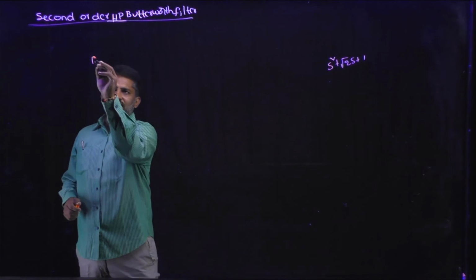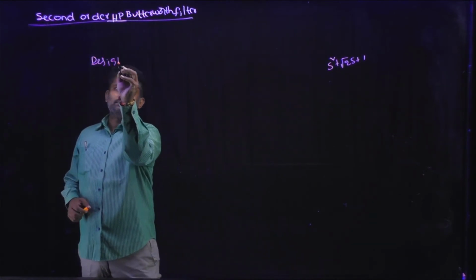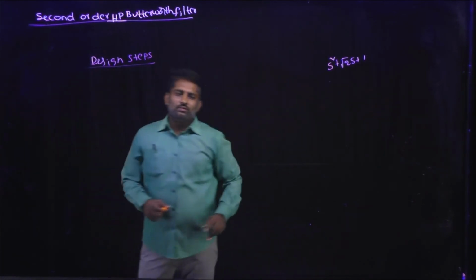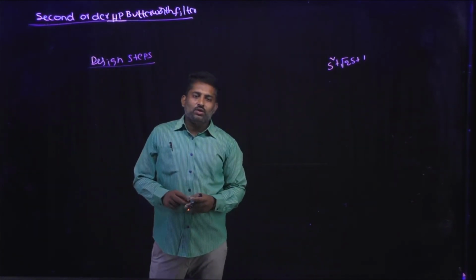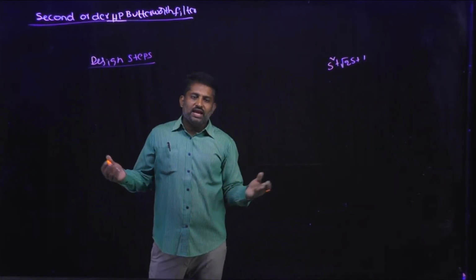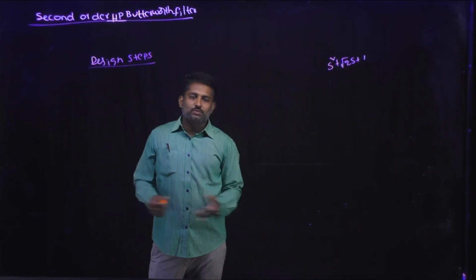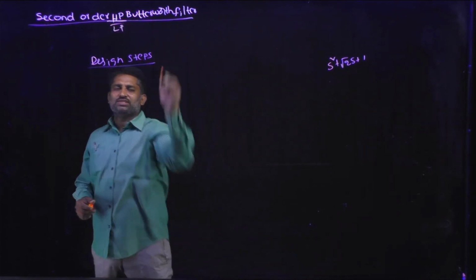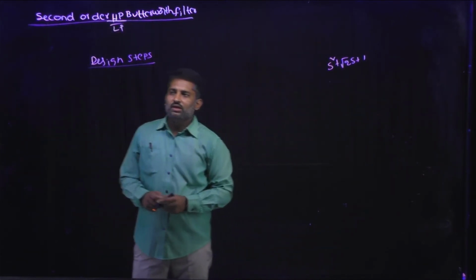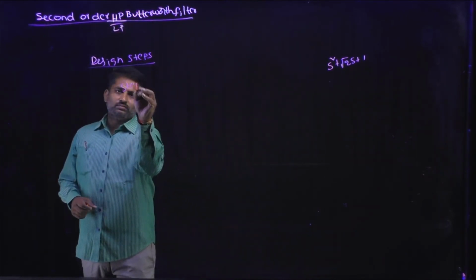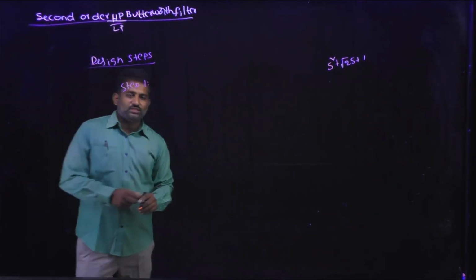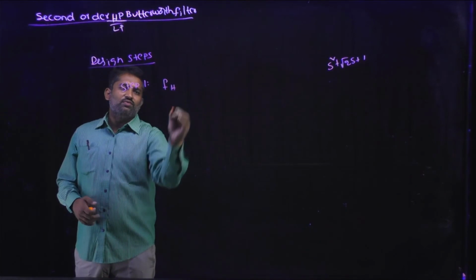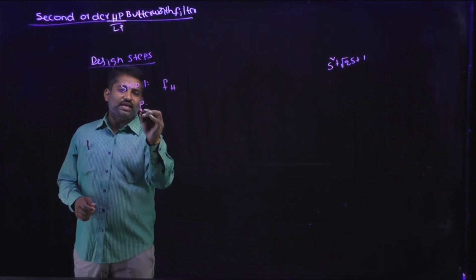The design steps, for the second order low pass Butterworth filter as well as for the second order high pass Butterworth filter. That's why here it has high pass slash low pass. Step 1, choose the cutoff frequency. For the low pass we will take it as FH. For the high pass we will take it as FL.